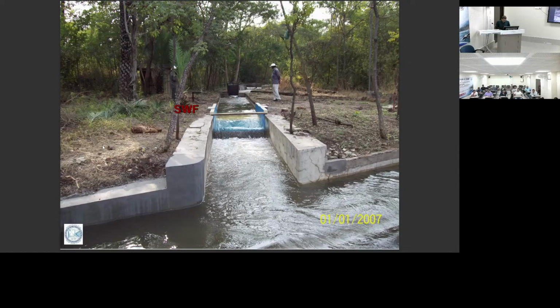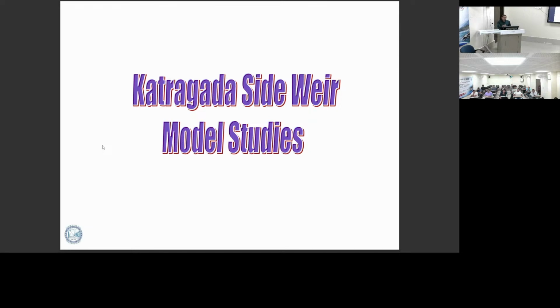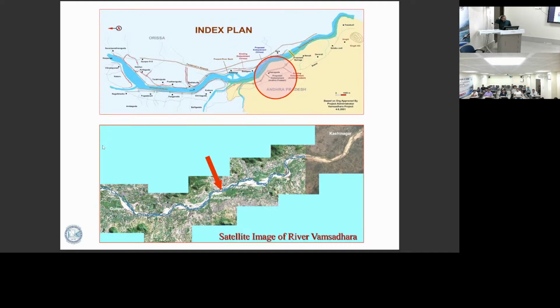This is the old system. So I will just put one, another 10 minutes I will take, because 11. So Katargada weir is in the Vamsadhara river, you can see here.